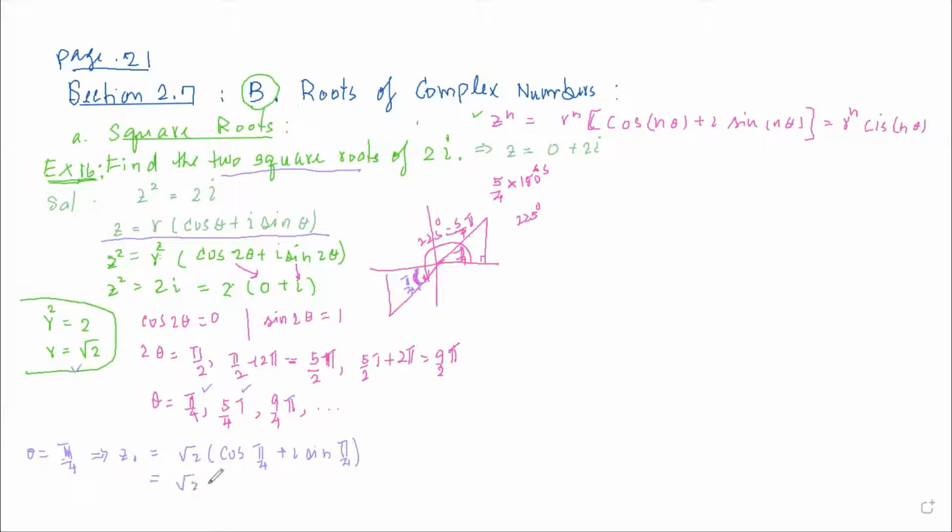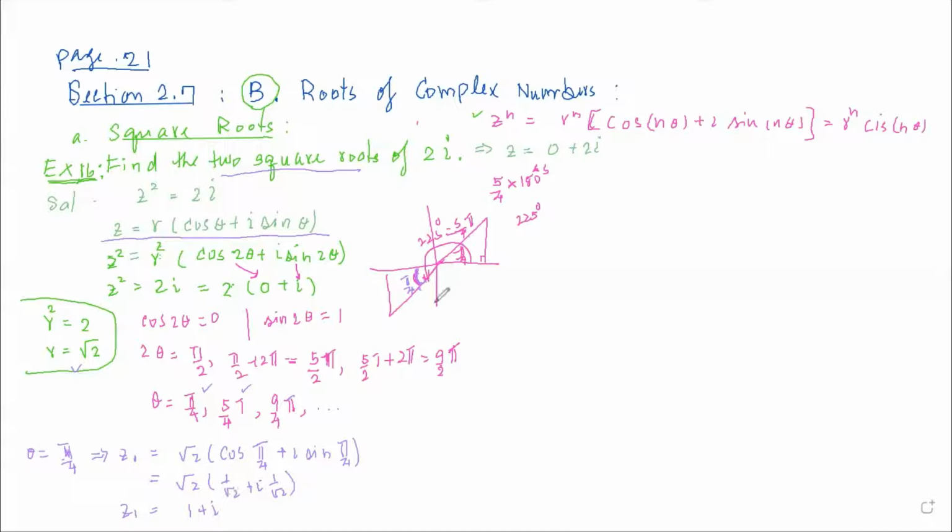Okay, then you simplify this one. So root 2 is what? Cosine pi over 4 is 45 degrees. Cosine 45 is 1 over root 2, right? So we get 1 over root 2 plus i sine 45, also 1 over root 2. Okay, then you simplify. Expand this one, so this time it becomes 1 plus i. So the first root Z1 equals 1 plus i.